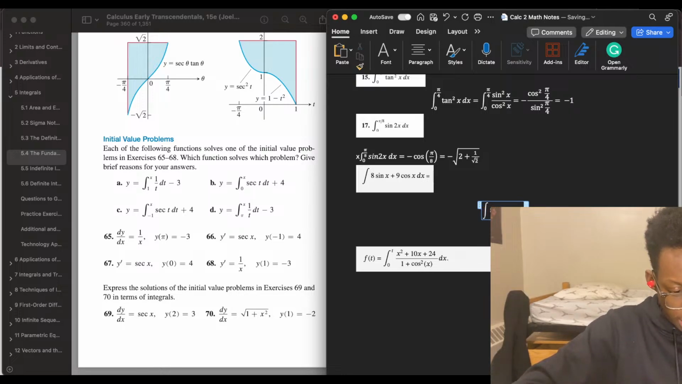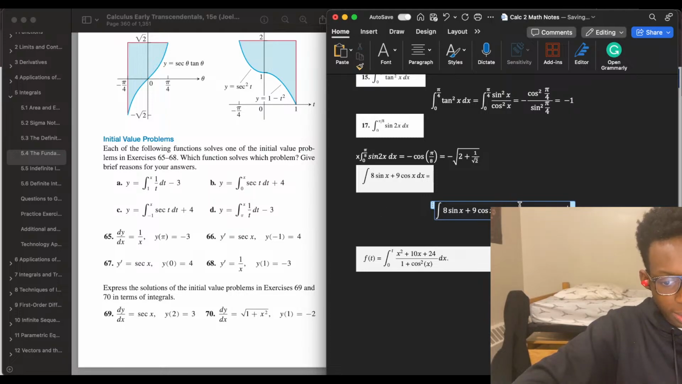8 sine x plus 9 cos x dx equals 2, minus, no, it'll be 8 cos x plus minus 9 cos minus sine x. That's the antiderivative, whatever.